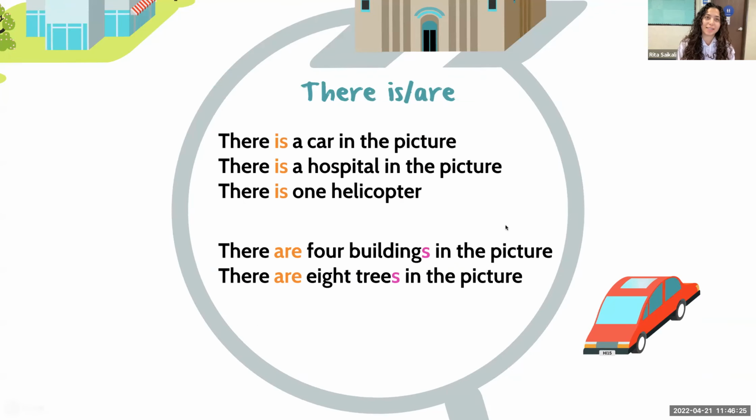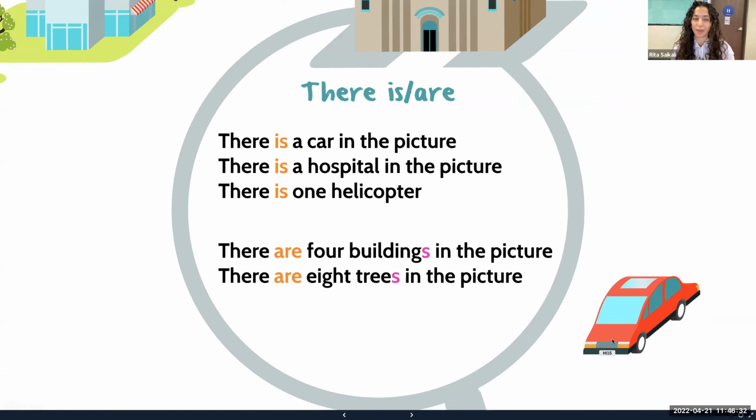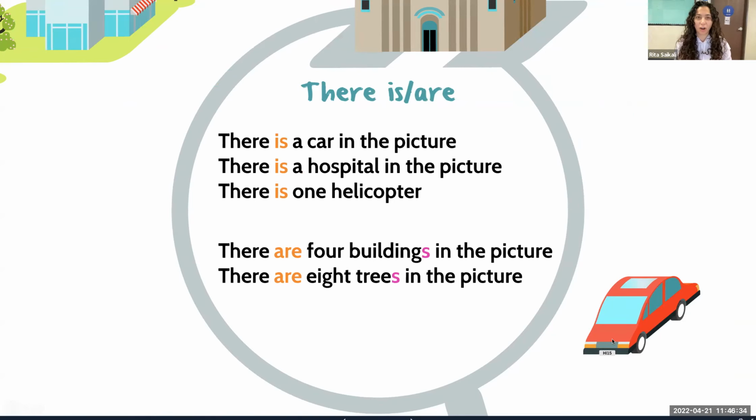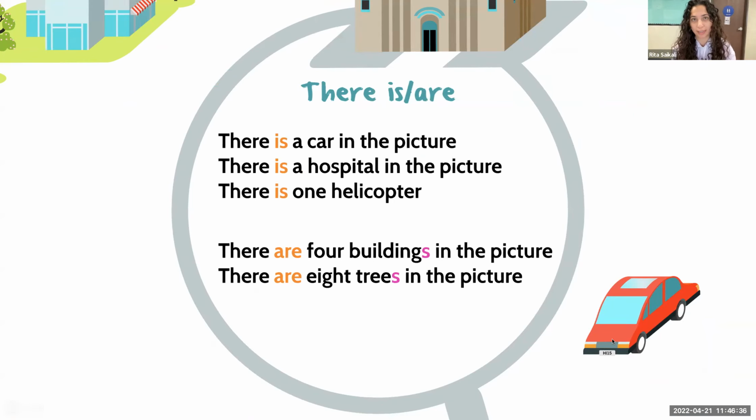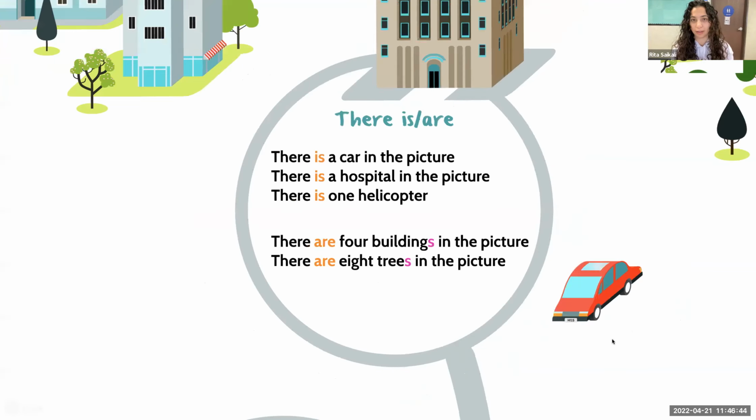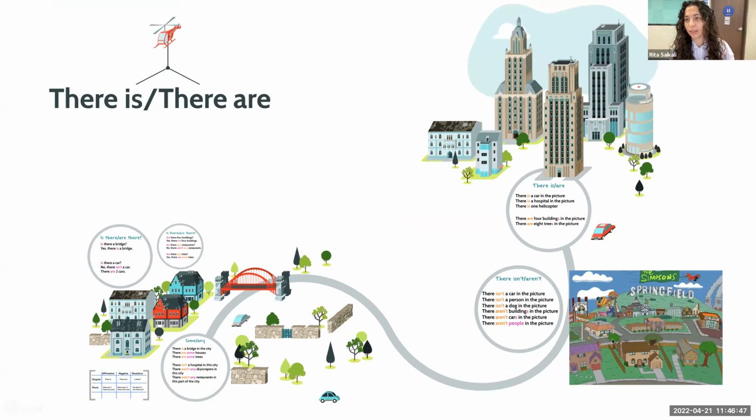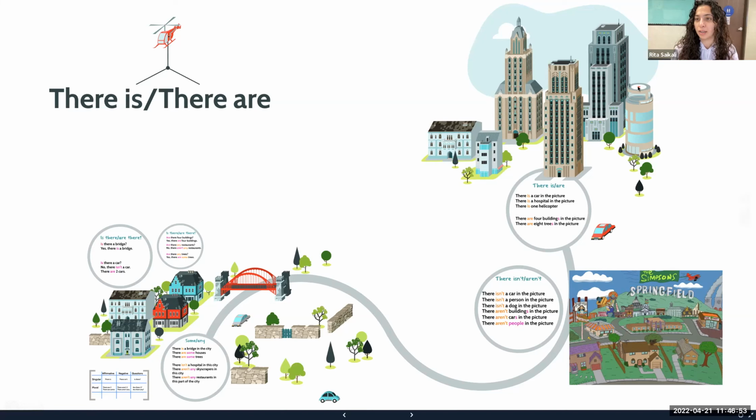So we use there is if it's singular, there are if it's plural. So for example, there is a car in the picture. It's right there, right? There is a car. Because it's one car, there's just one. We use singular and we use is. There is a hospital in the picture, right? Look at this picture. Okay, there is a hospital in the picture. There is one helicopter pad. Do you see it? It's just one that is there.